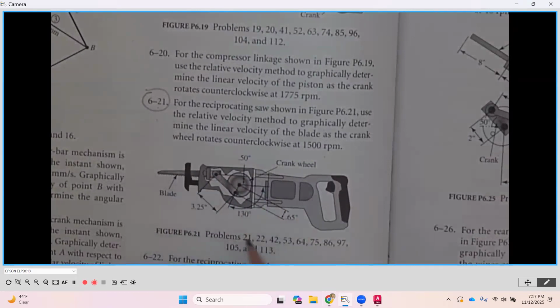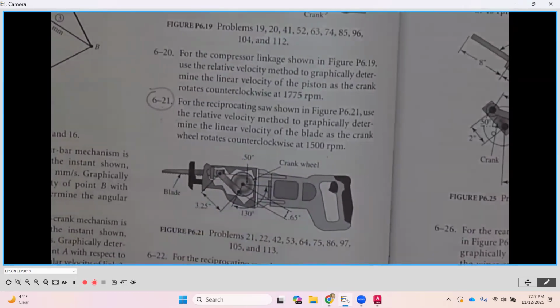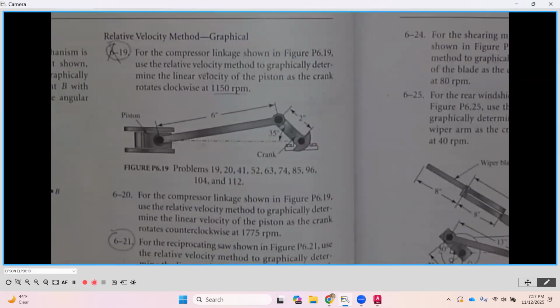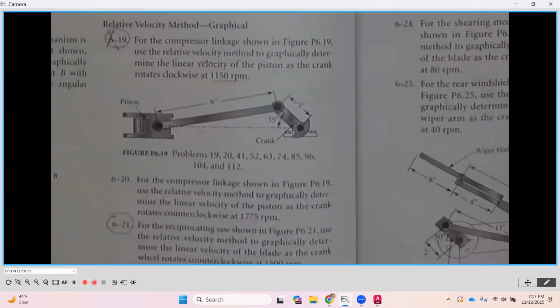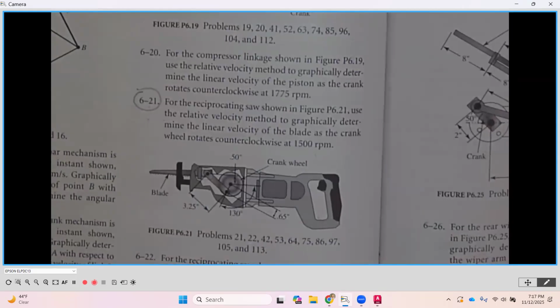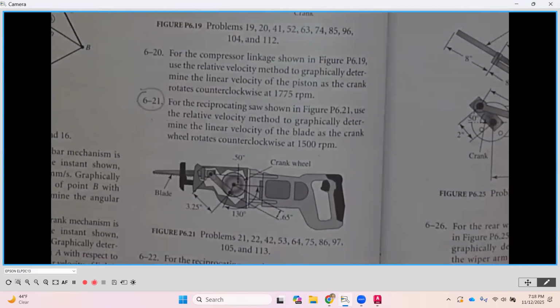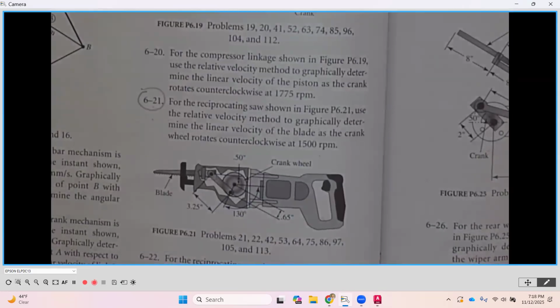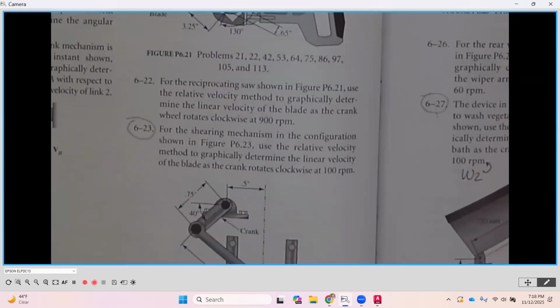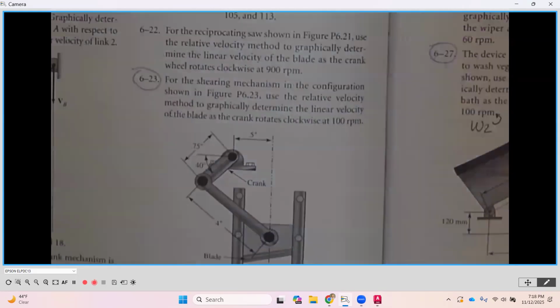Keep it simple. All of the dimensions you need are right here. This problem is just like the piston problem that we did up here, except it's just oriented differently. That's it. It's a slider crank mechanism. But it's the same exact process. Same exact process. As is 623.